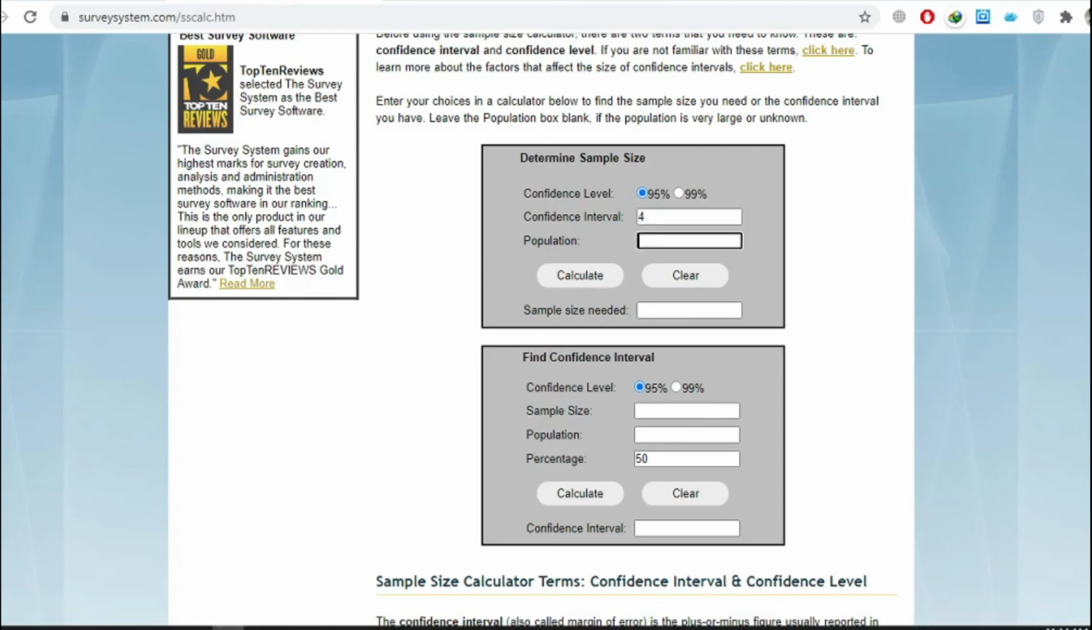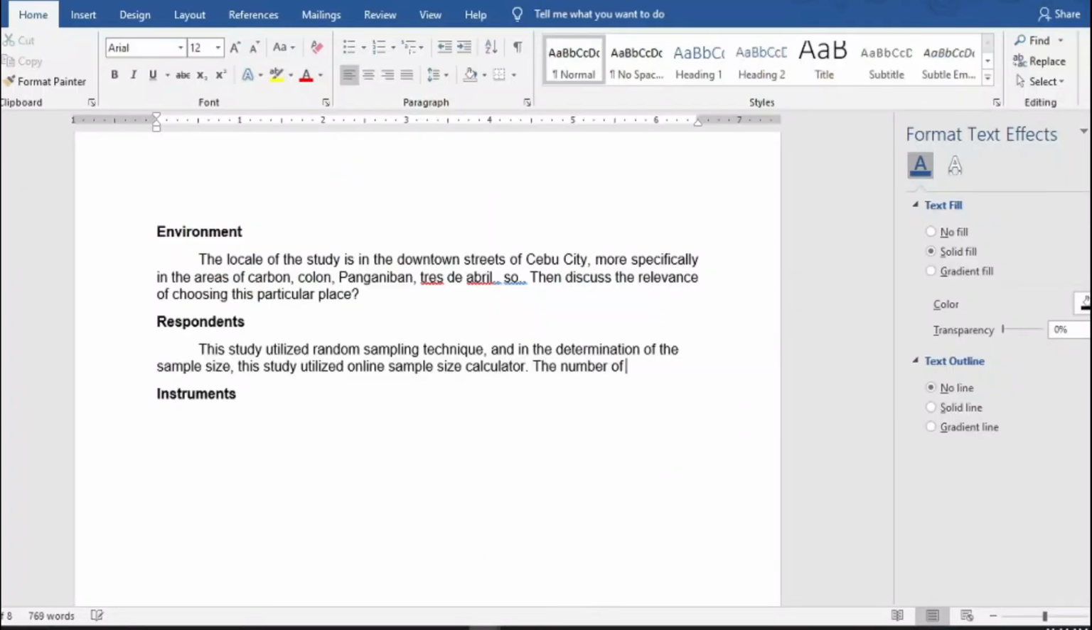The population of Cebu City is, let's say, 700,000. So what is your sample size? If your confidence interval is 5, you calculate 384. So you decide that 384 is reliable for your data. The number of respondents in this study is 384.